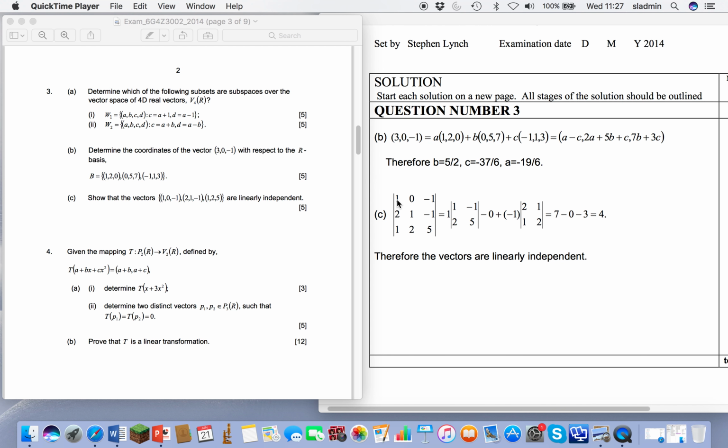And for part C, to show that these three vectors are linearly independent, we simply find this 3 by 3 determinant, and we get the answer 4, which is non-zero. So therefore, these three vectors are linearly independent. And that concludes the solutions to question number 3.